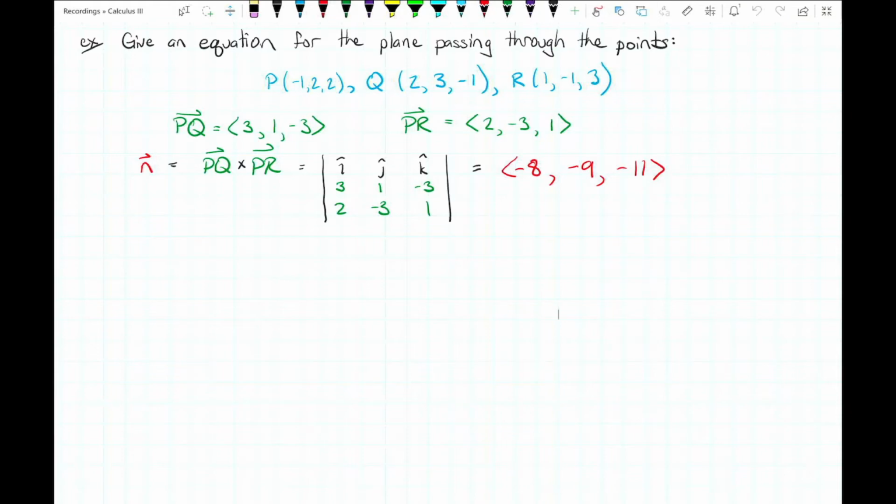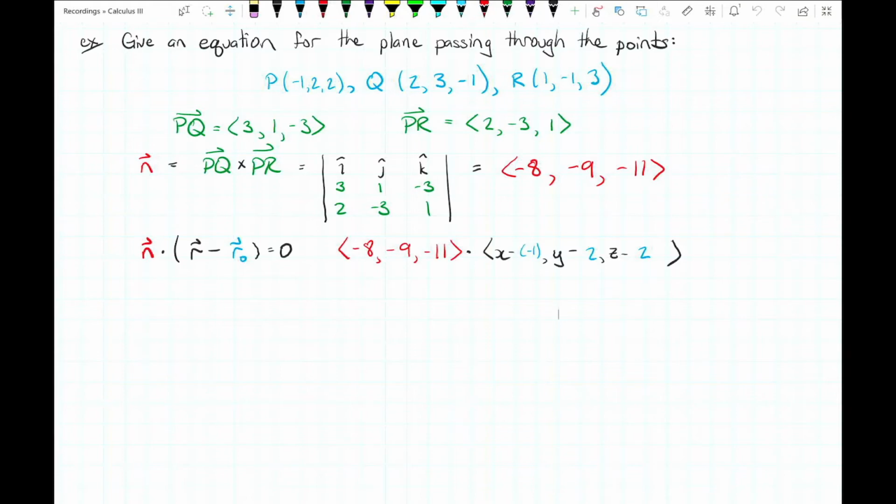The equation for our plane in vector form is n dot (r minus r naught). And so that will be the vector -8, -9, -11, dot product with x minus the point P, -1, y minus 2, and z minus 2.